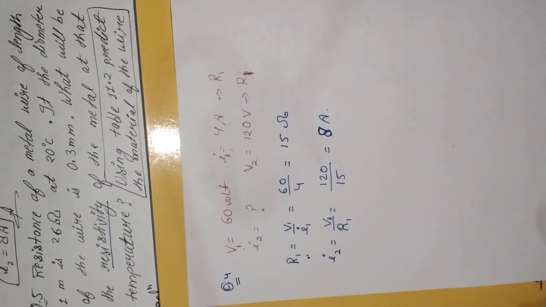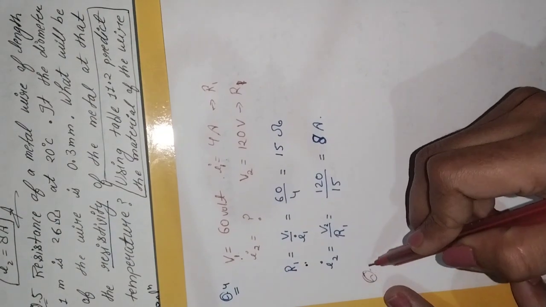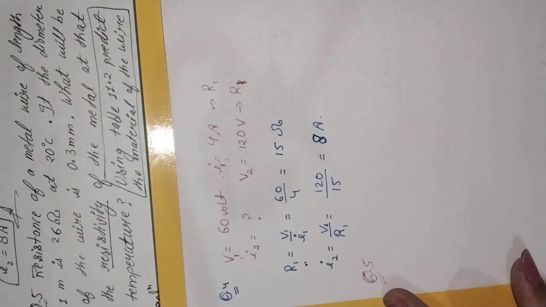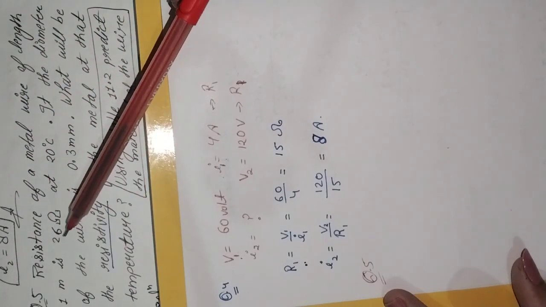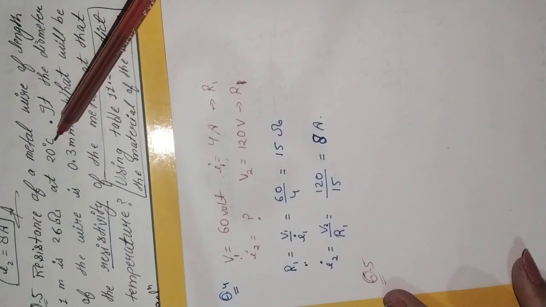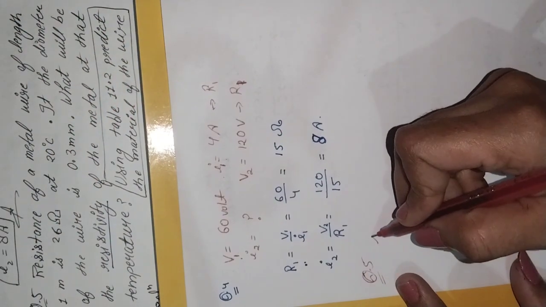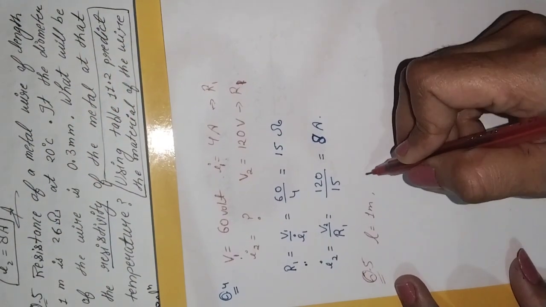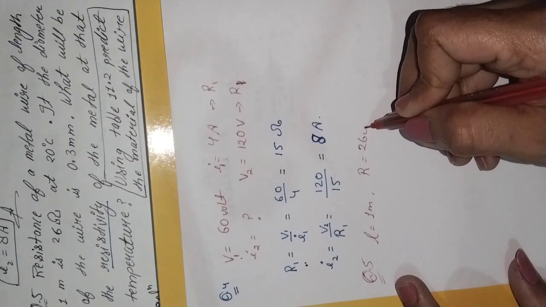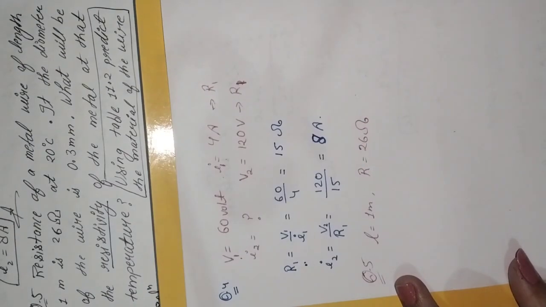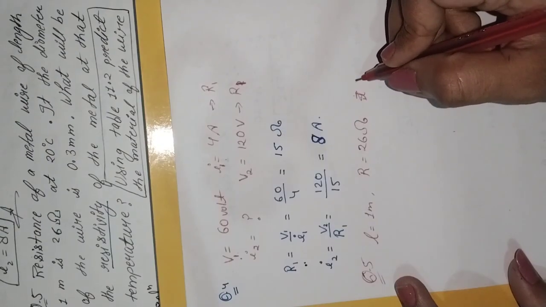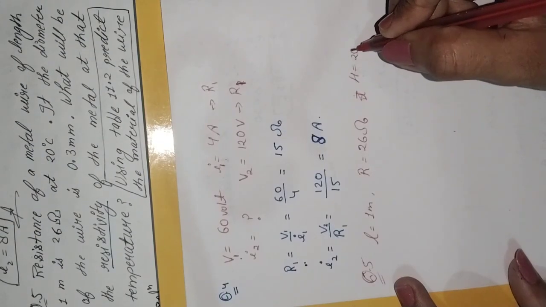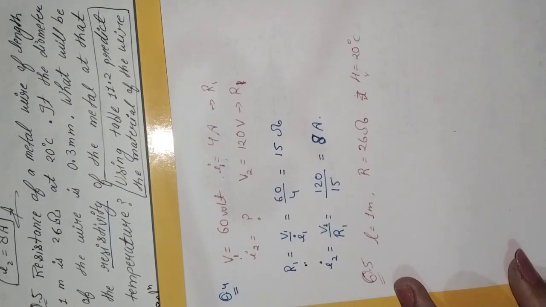Question number 5. Resistance of a metal wire of length 1 meter is 26 ohm at 20 degree Celsius. What is given? Length of wire is 1 meter and resistance is 26 ohm and temperature की तो ज़रूरत है नहीं, लिख लो चलो. 20 degree Celsius, इसकी वजह से नीड नहीं है, ऐसे दिया है एक्स्ट्रा.